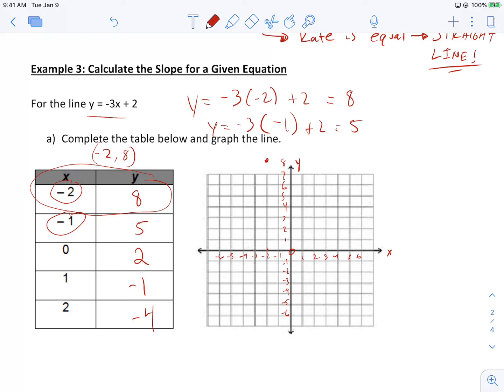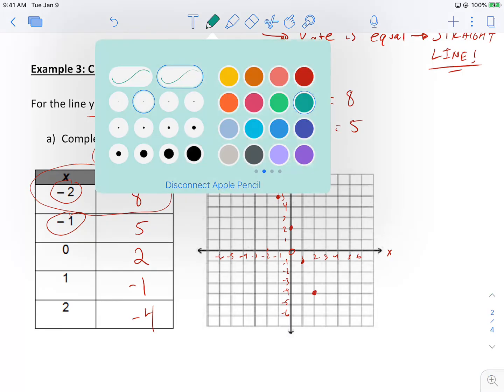The next one is -1 and 5. So I find negative 1 on my x-axis. I go up to 5, and that's my next point. If I keep going, 0 and 2, so I find 0 on my x-axis, I move up to 2, then I find 1 and negative 1, and then 2 and negative 4. Perfect. I will connect all these things up.